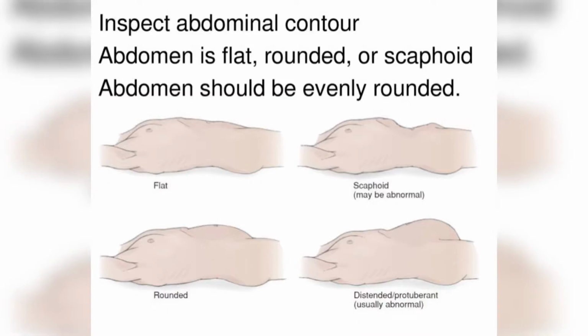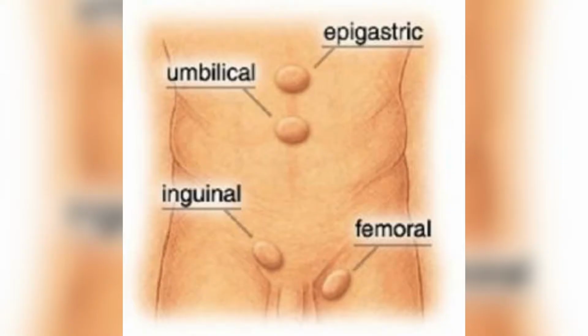Inspect the symmetry and contour of the abdomen. Observe the contour of the umbilicus to look for signs of inflammation. Warm your hands and your stethoscope. Listen for bowel sounds by placing the diaphragm of the stethoscope gently over each quadrant.